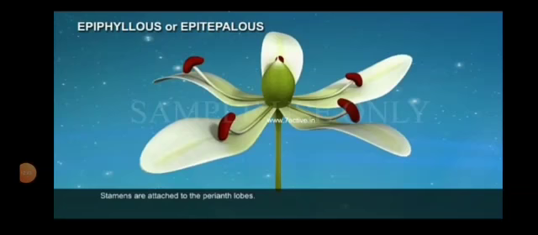Now the third type is epiphyllous condition. So here it is very important to learn this term, perianth. What is perianth? When our calyx and corolla are fused together to form a single petal like structure, then it is called perianth condition. So when stamens are attached on the perianth lobe, then this condition is called epiphyllous type.